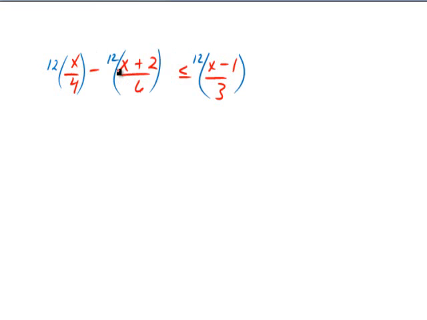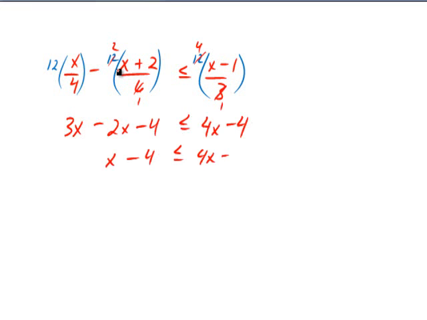If I multiply 12 times x over 4, I get 3x. If I cancel down the 12 and the 6 and distribute the negative 2, I get negative 2x minus 4. And if I cancel down the 12 and the 3, I have 4 to be distributed throughout the x minus 1 to get 4x minus 4. I can combine like terms on the left-hand side. I can subtract x from both sides.